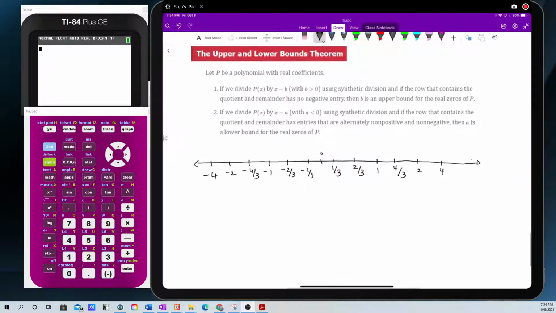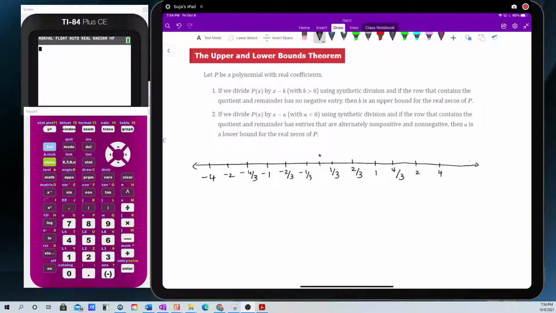So the bounds theorem is saying that if you pick a number from these listed numbers, and you do synthetic division on this polynomial, and you end up with no negative entry on the last line, then whatever number you're dividing by is going to be the upper bound, which means you cannot have any zero above that number.